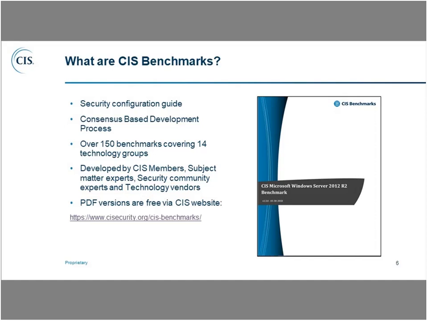So first thing you see here is a picture of one of our cover pages for our Windows benchmark. Basically, our benchmarks are consensus-based best practices. What that means is that they're developed by a volunteer community of experts that come together to decide on the recommendations that go within each guide. Right now, we have over 150 benchmarks covering 14 different technology groups. And all of our PDFs that we create through this consensus process are available free to everyone in the world. You can download them right from our public website there.